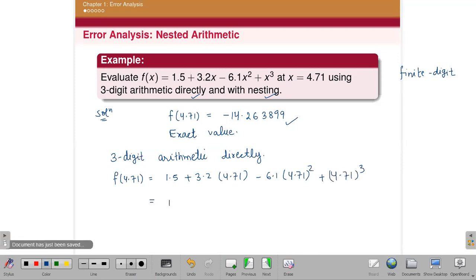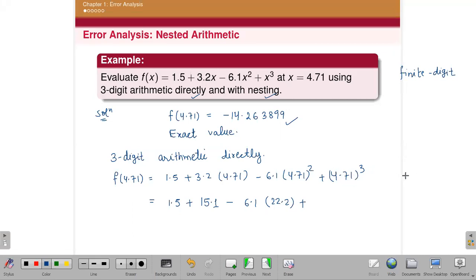So now if I take 1.5, then multiply these two, then maintain 3 digits. If I multiply it, it will be 15.1. So I'm taking 3 significant digits here. Minus 6.1 into 4.71 square, it will be 22.2. Here it is not mentioned whether to do rounding or chopping, so by looking at the 4th digit, I'm doing rounding here.